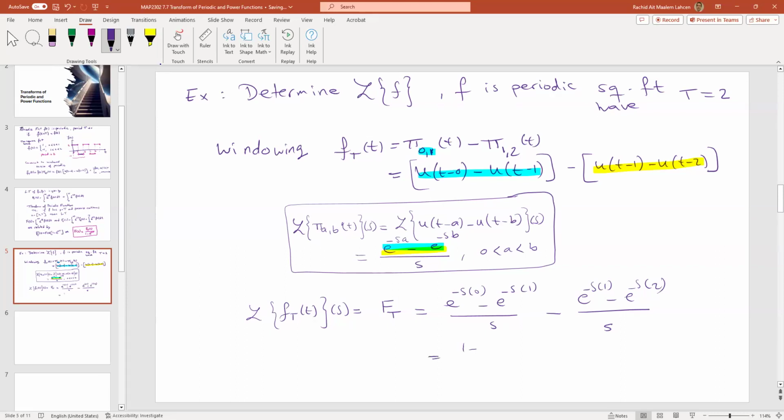Which gives us 1 minus exponential to negative s over s, minus exponential to negative s minus exponential to negative 2s, all over s. And what can we do with this? We have a common denominator, so let's see. 1 minus exponential to negative s minus exponential to negative s plus exponential to negative 2s, all over s.